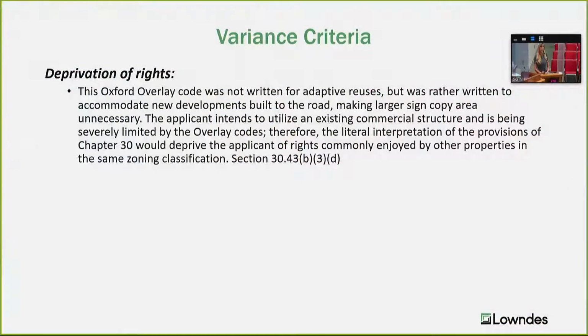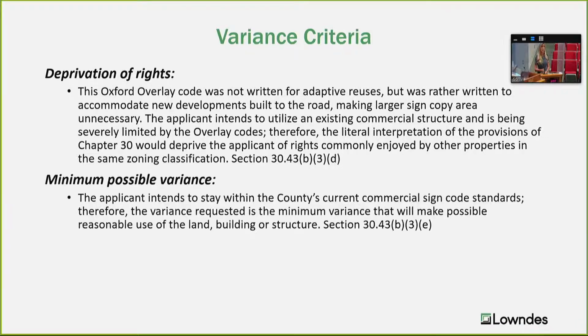In the photos that you can see before, all of the other commercial buildings fronting State Road 436 within the Oxford Overlay District have the signage that's allowed under code and have that adequate amount of signage that cars can actually see it from public right-of-way. In addition, it's not a deprivation of rights caused to anybody else. The code was written for adaptive reuses, so we are just utilizing an existing commercial structure. We would be severely limited by the way that the code is written for new build within the Oxford Overlay District, so the literal interpretation would deprive the applicant of rights that have been enjoyed by all of those other properties in the same district along State Road 436.